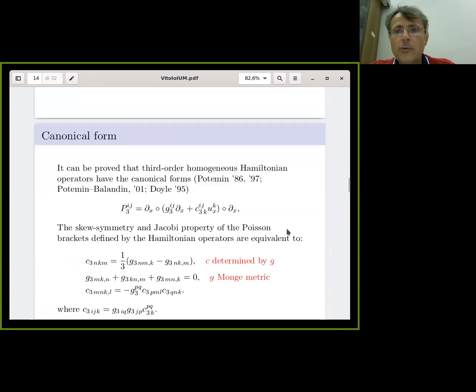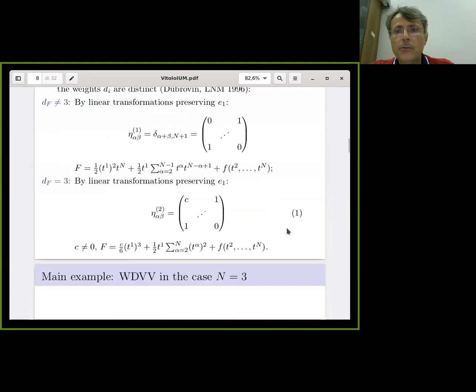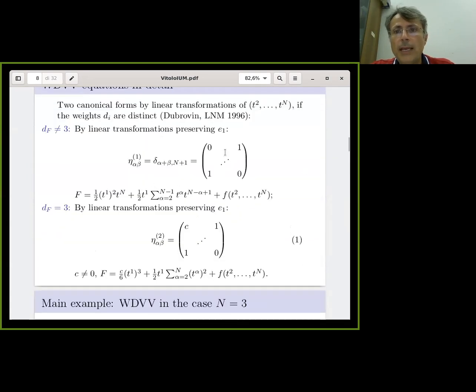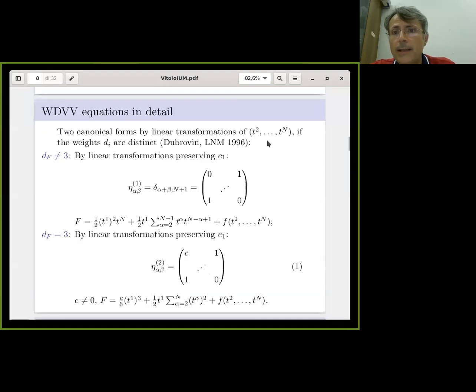Let us come back to here, so we have these two forms of theta. We are still in the case when we have weights that are distinct.